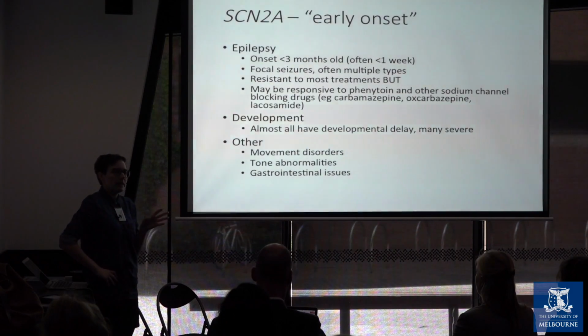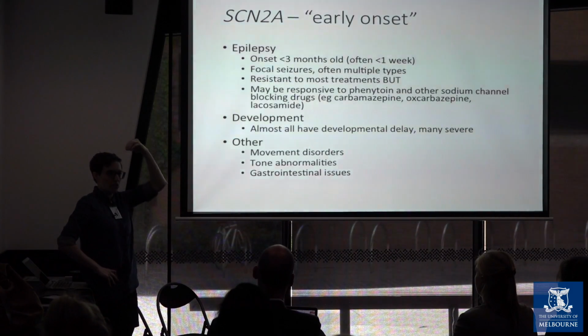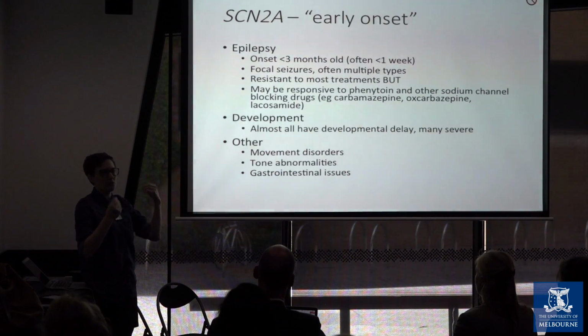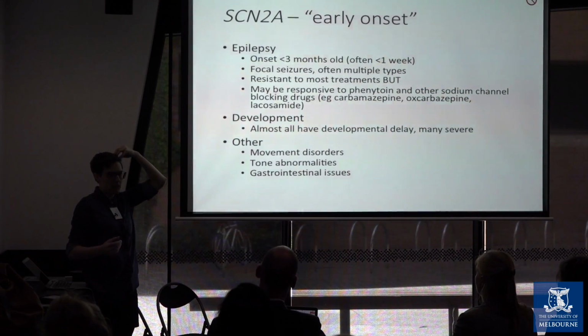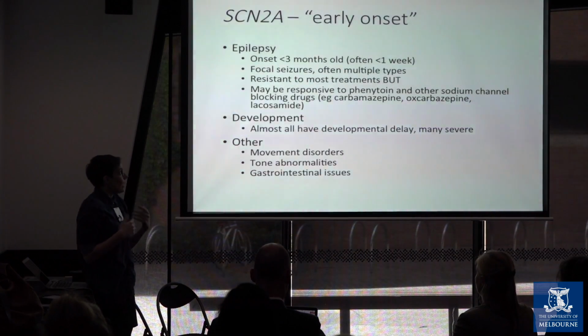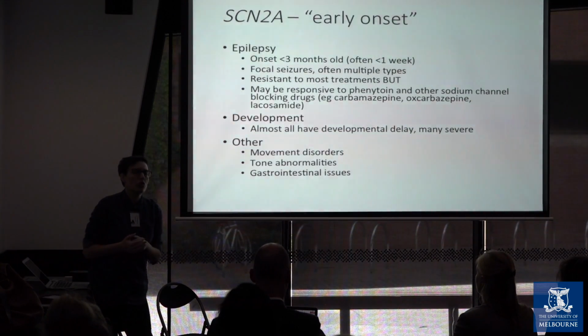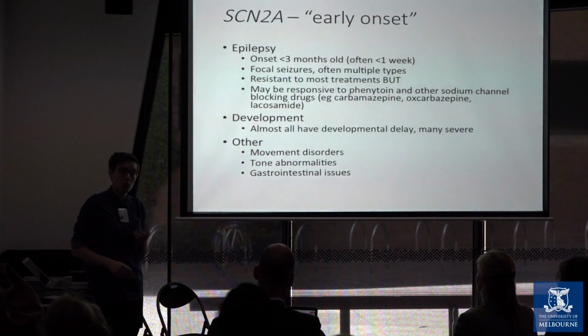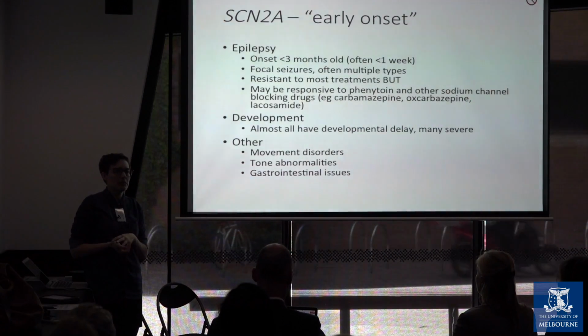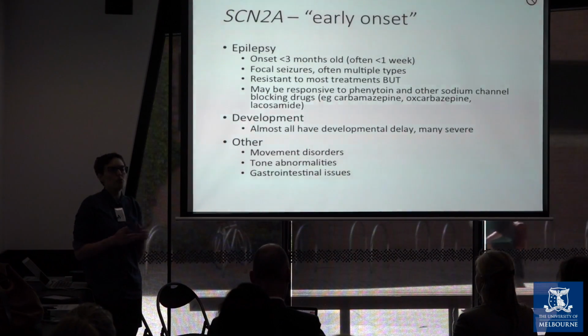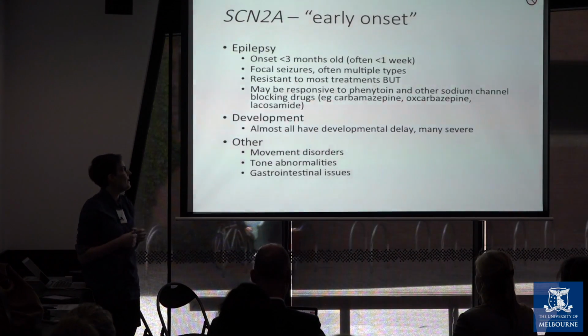They're most commonly focal seizures, so seizures just arising from one part of the brain, but most children actually have lots of different types of focal seizures, so you might have a seizure coming from here, then one from here, then one from here. There are different epilepsy syndromes. It's one of the more common causes of Ohtahara syndrome and epilepsy of infancy with migrating focal seizures, and some children are not classifiable with a named epilepsy syndrome.